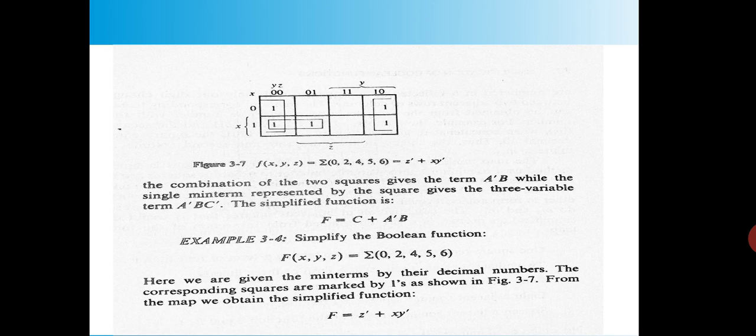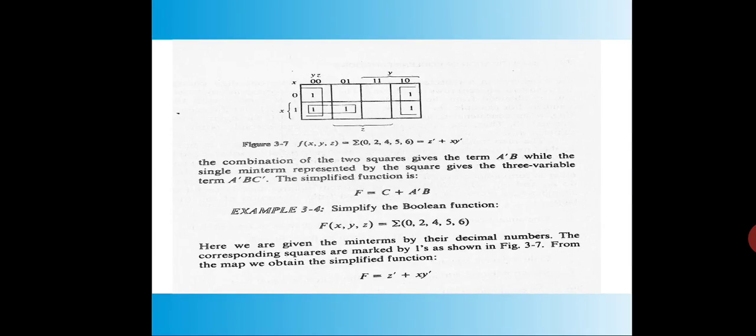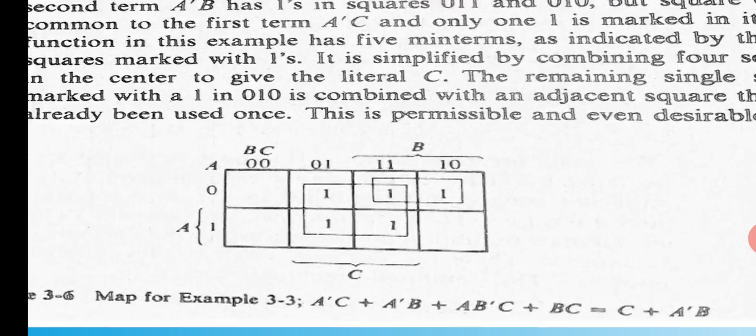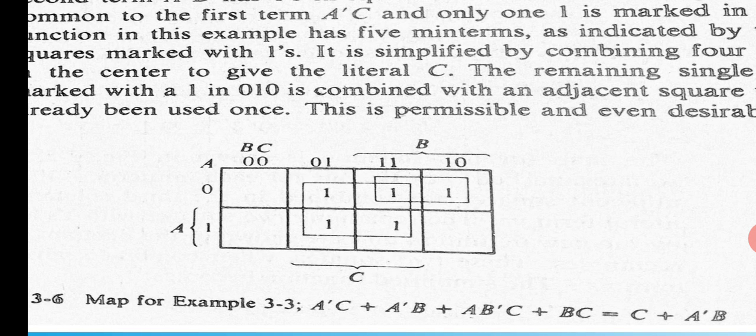The combination of two squares gives the term A dash B, while the single minterm represented by the square gives the 3-variable term A dash B C dash. Now the simplified function is F equal to C plus A dash B. How did they get A dash B? A dash is nothing but the first row, definitely. Next, only B, why did you get it? Because you have adjacent 1 1s there in the B. Now C, you have 4 ones, so obviously you have to consider C.